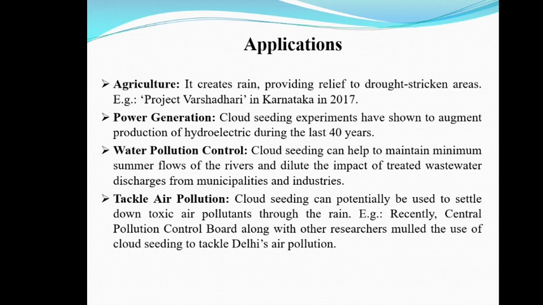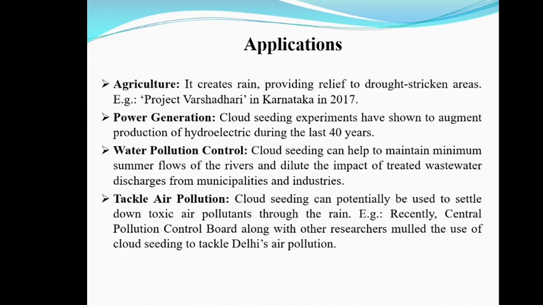Then comes the application. First is agriculture. It creates rain, providing relief to drought-stricken areas. For example, Project Vrakshadhari in Karnataka in 2017. Second is power generation. Cloud seeding experiments have been shown to augment production of hydroelectric power during the last 40 years. Third is water pollution control. Cloud seeding can help to maintain minimum summer flow of the river and dilute the impact of treated wastewater discharge from the municipalities and industries.